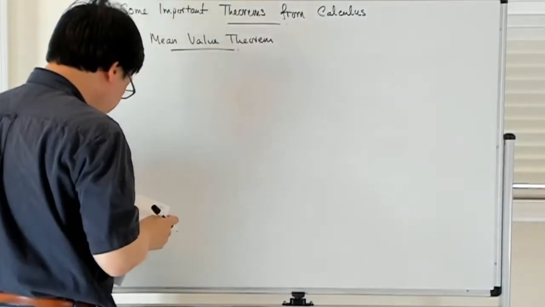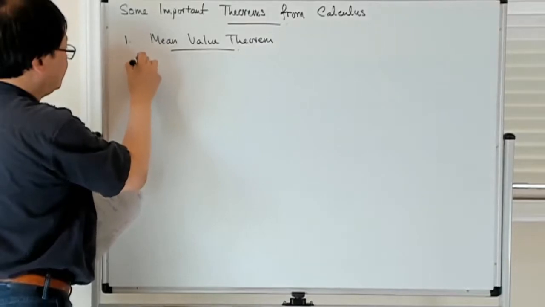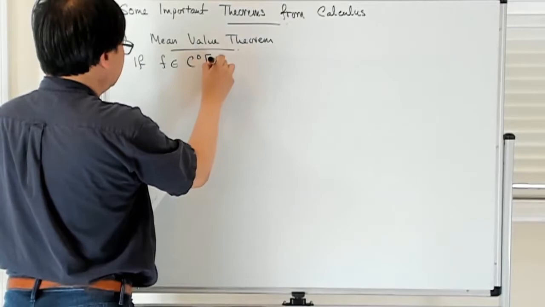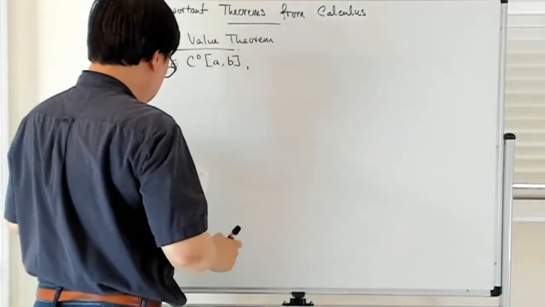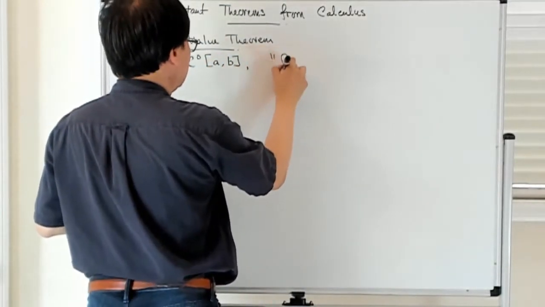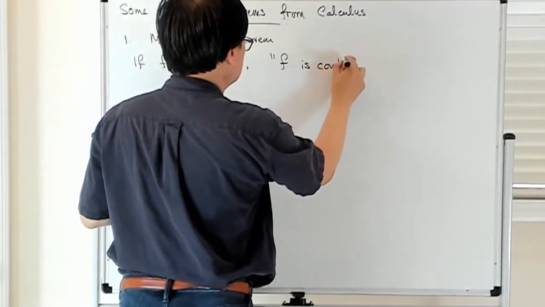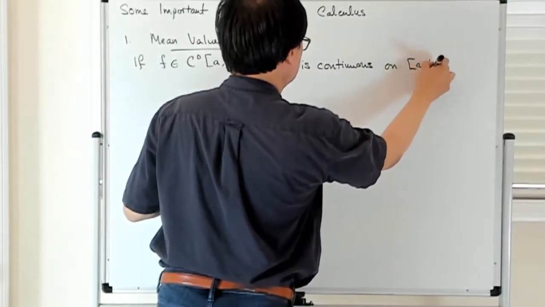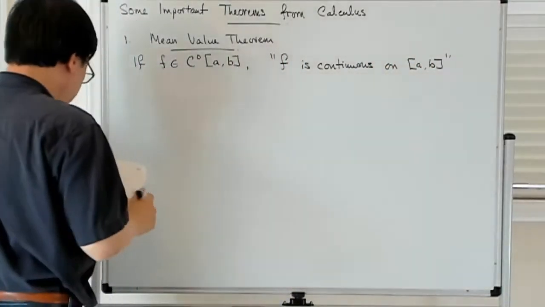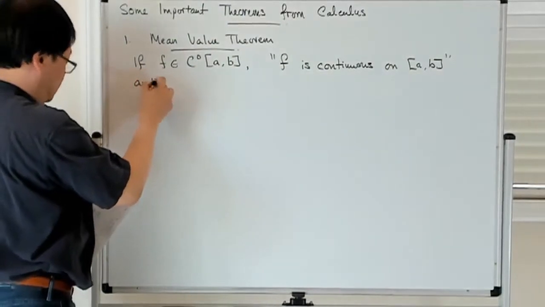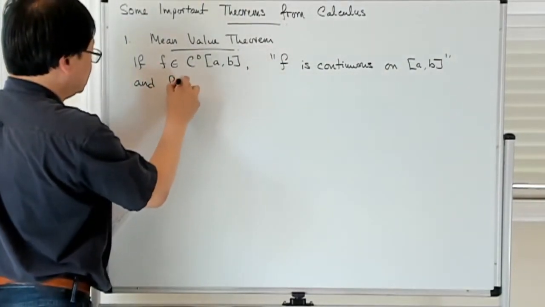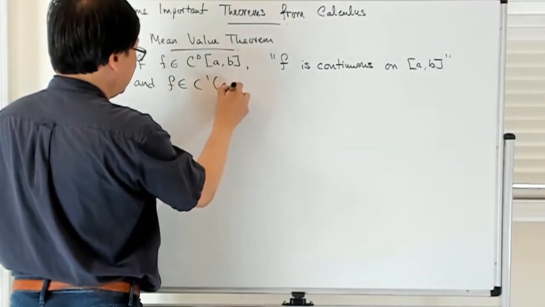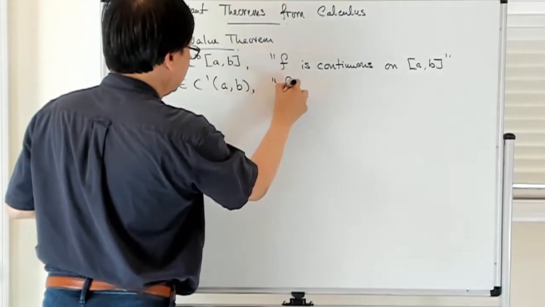Okay, so the mean value theorem states the following: if you have some function f which is continuous in the interval from a to b, right? So that means that f is continuous on the closed interval from a to b, and f is differentiable in the open interval from a to b.